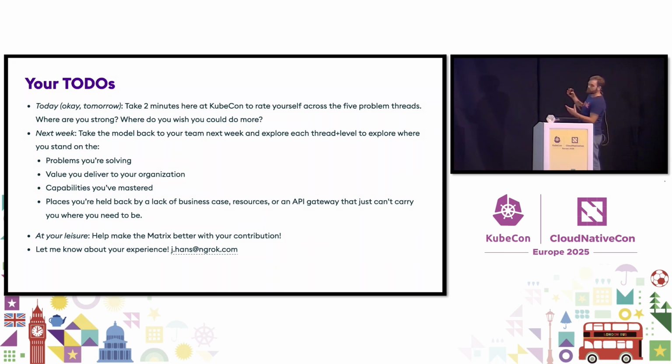Maybe next week, once you've all returned home to the office, to your home office, I would love it if some of you took the model back to your team, had a conversation about it, explored each thread, each level, and had a good conversation about the problems you're solving, the value you're creating, and maybe places you're held back, whether that's a lack of resources, you don't have the business case, or maybe your API gateway doesn't have the capability you're looking for.